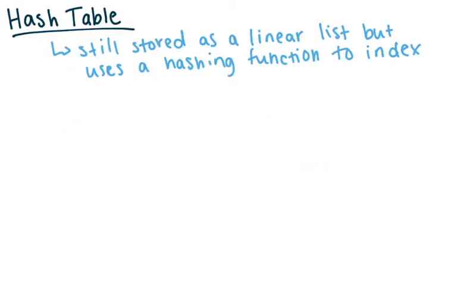Enter hash table. Hash tables are still going to be stored as a linear list, which could be an array or a linked list, probably a linked list, which we'll talk about in a second. It could be an array too. But then we use this hashing function to index into it. So this is going to make searching a lot easier.